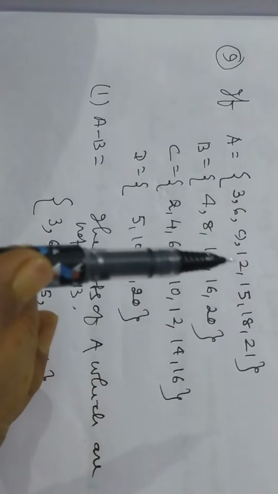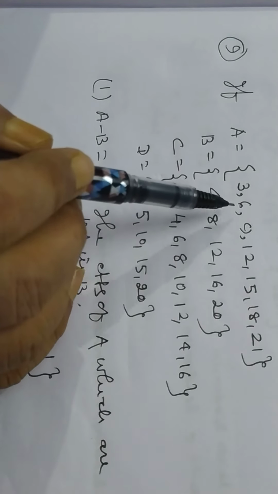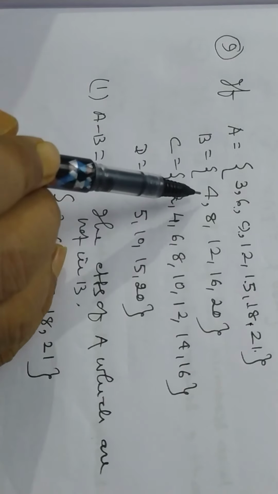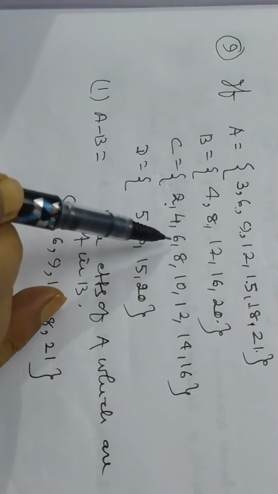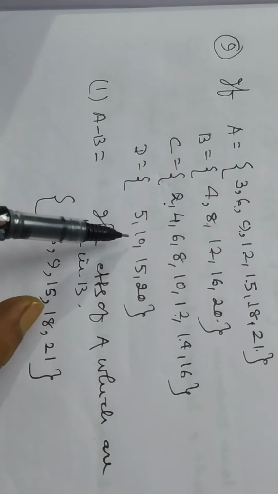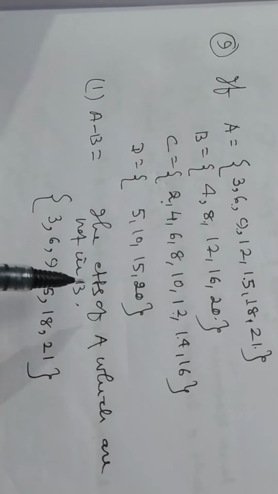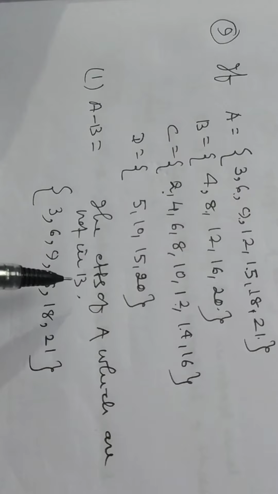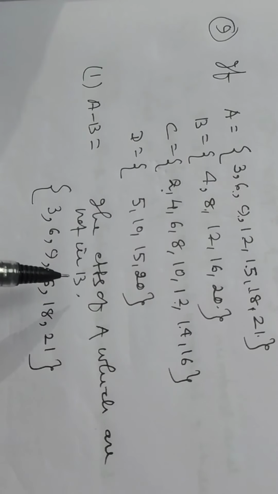Now, my dear student, I want to discuss the next problem. If A is equal to 3, 6, 9, 12, 15, 18, 21, B is equal to 4, 8, 12, 16, 20, C is equal to 2, 4, 6, 8, 10, 12, 14, 16, and D is equal to 5, 10, 15, 20. What will be A minus B? The elements of A which are not in B is A minus B.